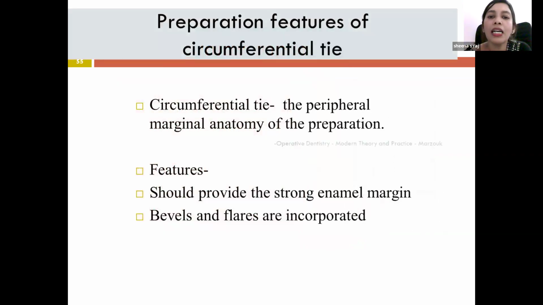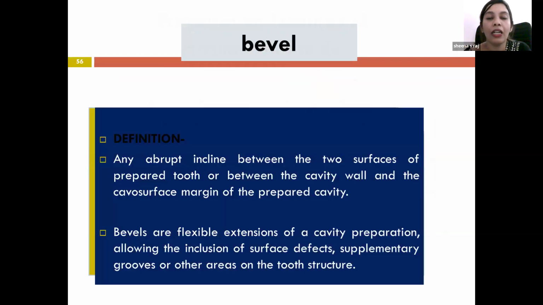Okay. So what is a circumferential tie? It is the peripheral anatomy of a preparation, how we place the periphery. Normally we give bevels and flares. Again, a short note may be asked, so you have to know what a bevel is. Bevel is an abrupt incline between the tooth surface, either the prepared tooth, and the cavity wall. Okay, that is very important.